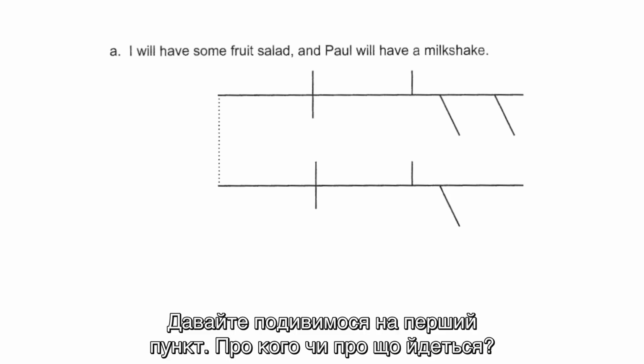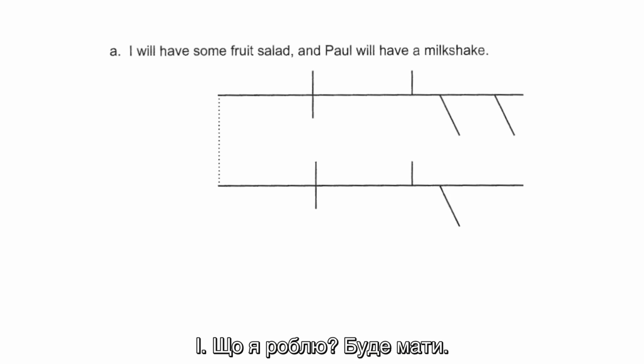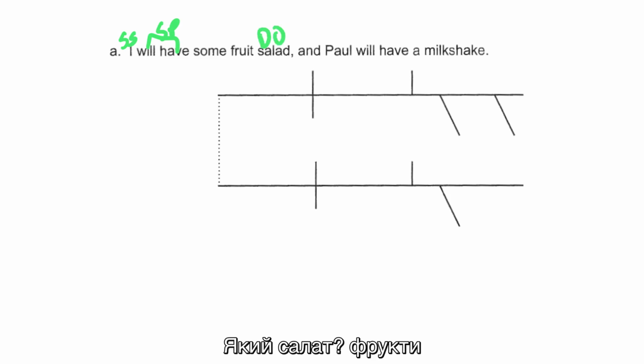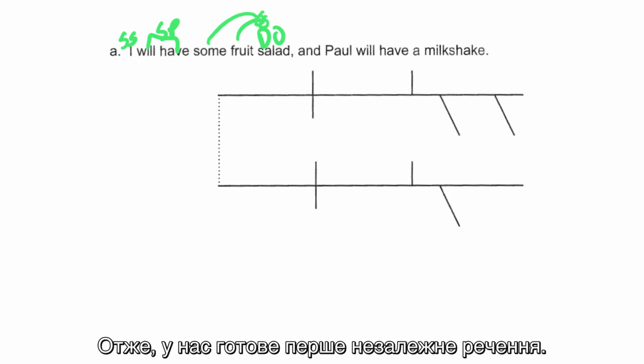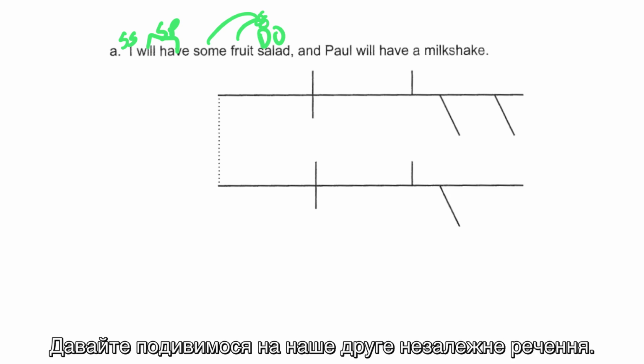Let's look at the first clause. Who or what is this about? I. What does I do? Will have. Will have what? Salad. What kind of salad? Fruit. How much? Some. So we have our first independent clause ready. Let's take a look at our second independent clause.